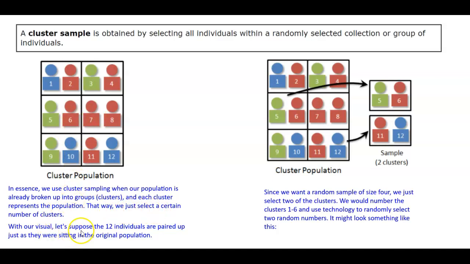Now, with our visual here, let's suppose the 12 individuals are paired up just as they were sitting in the original population. So 1, 2 is paired, 3, 4 is paired, 5, 6, and so on. Now, since we want a random sample of size 4, we just select 2 of the clusters. We would number the clusters 1 through 6 and use technology to randomly select 2 random numbers. So it might look something like what we see above here. So we have 5 and 6 and randomly select 11 and 12.